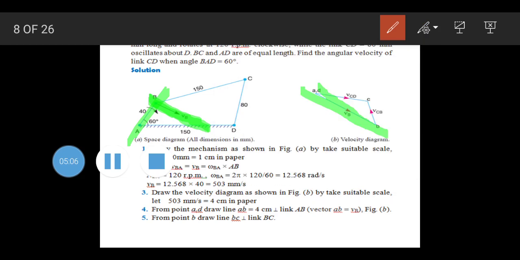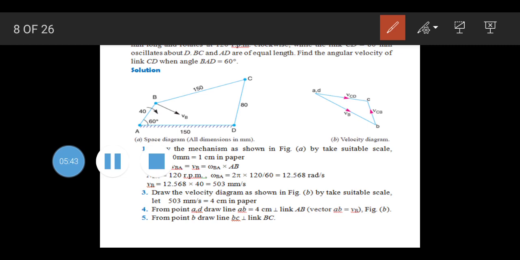So I will just show you with the help of the arrow. This is the line which is drawn parallel from a point. Now, when we draw this part, we will check the values and write VBA. Apart from this, we have obtained that VB will be 4 centimeter. Why 4 centimeter? Because VB we have obtained as 503, so we have taken it as 4 centimeter. So this line is 4 centimeter.